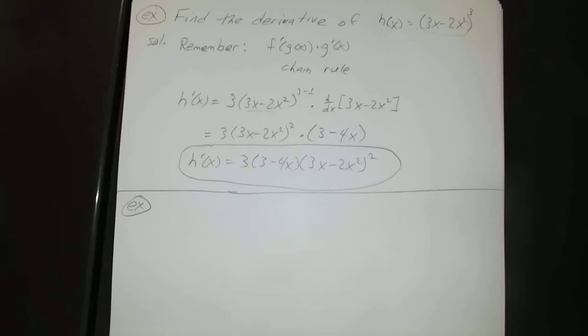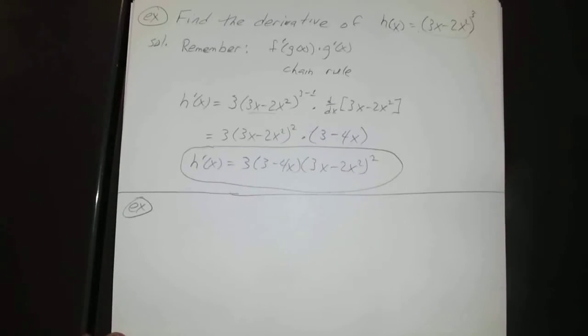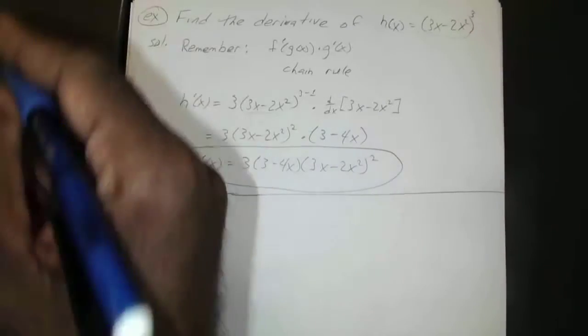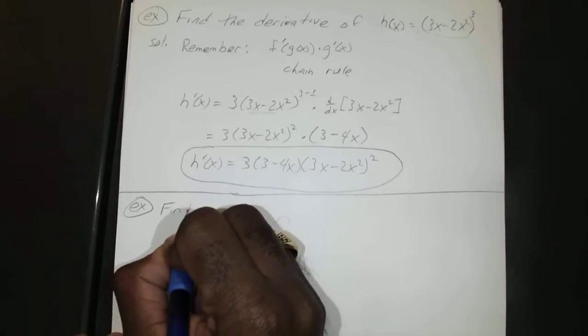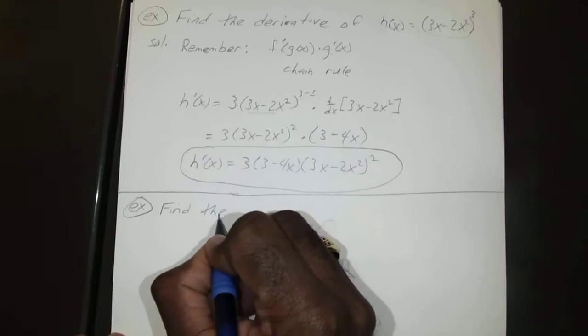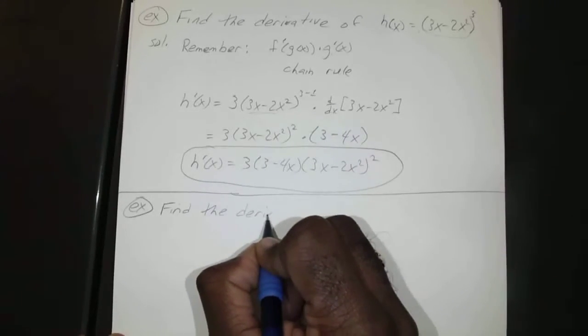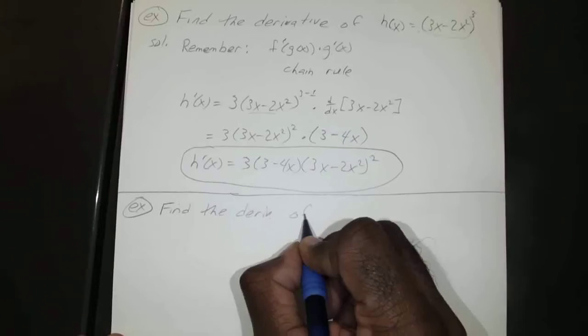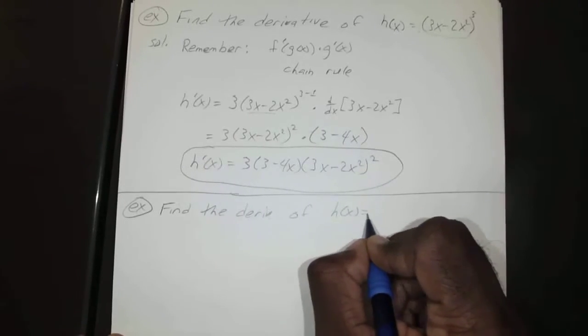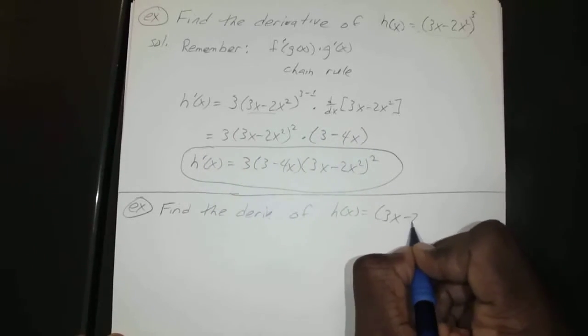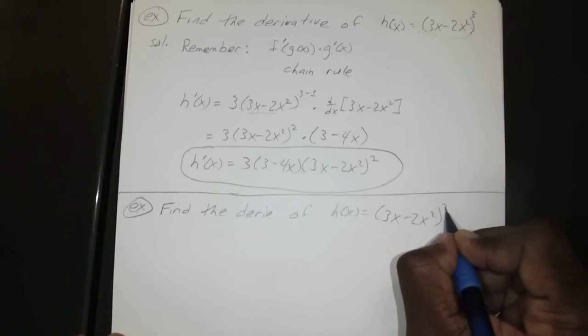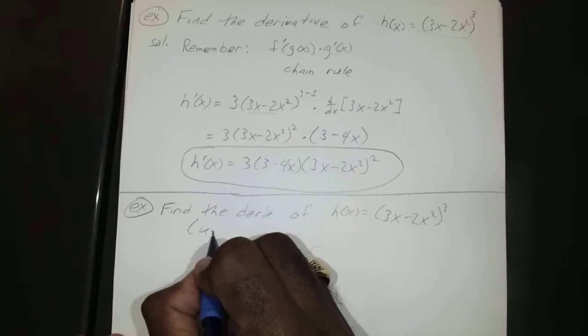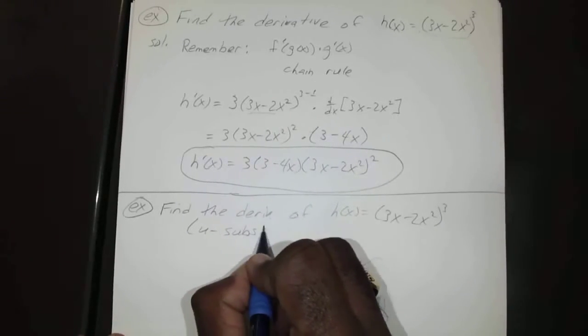All right. Okay, so let me see if we solve this using the same one. The derivative of, let's say, h of x is 3x minus 2x squared to the third, but instead we use u substitution.